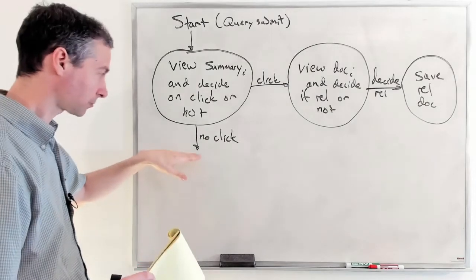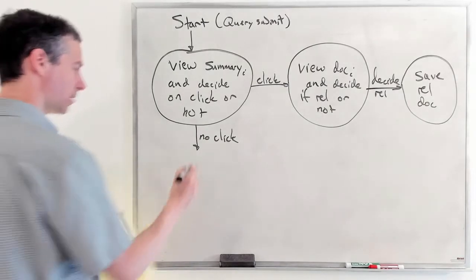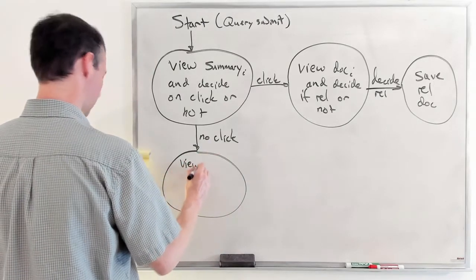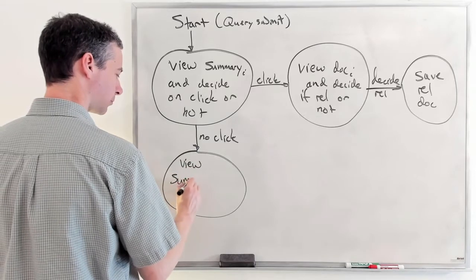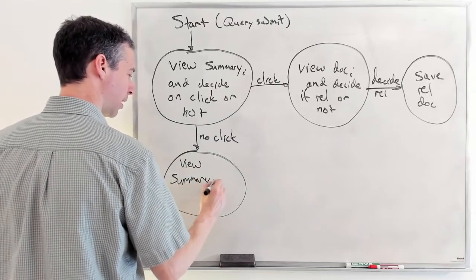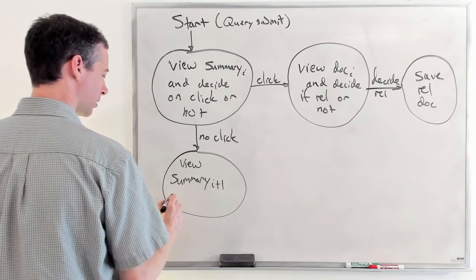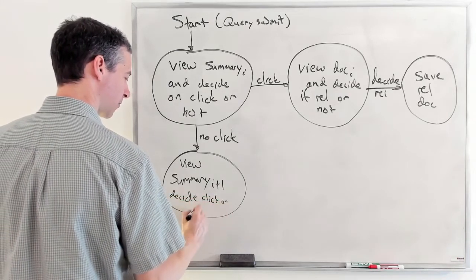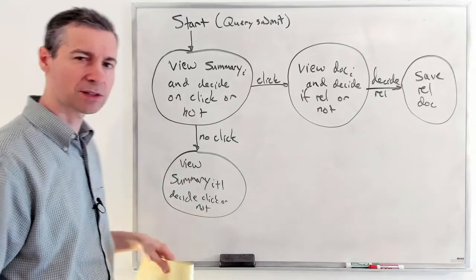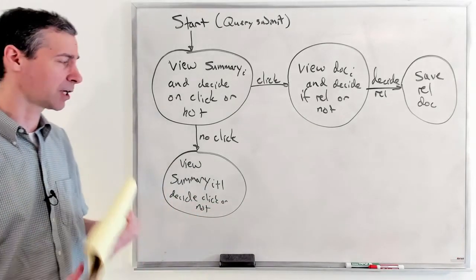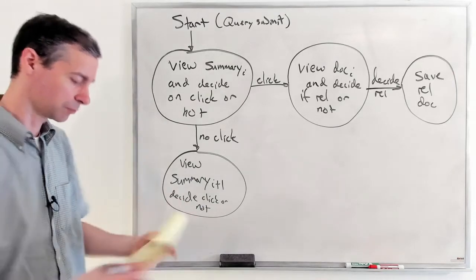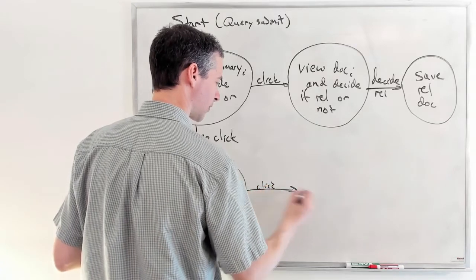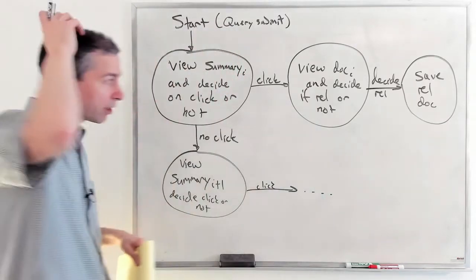All right. If they don't click on it, that means in our model that they simply go on to viewing the next summary. So they're going to view summary I+1 here, and again, decide click or not. Basically, do I think this is going to be a relevant document? If I think it's going to be a relevant document, I'm going to want to click on it and view it. And so again, they could decide to click on it. And this model continues in the same way over here.